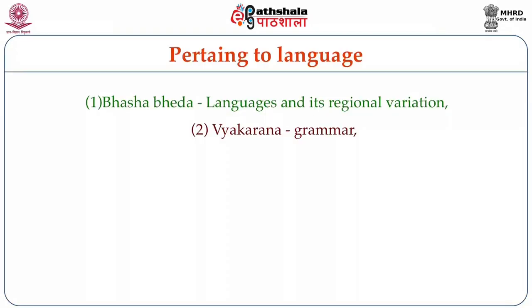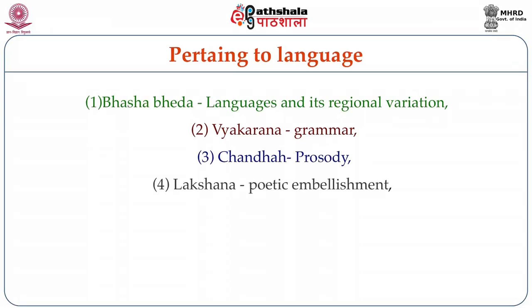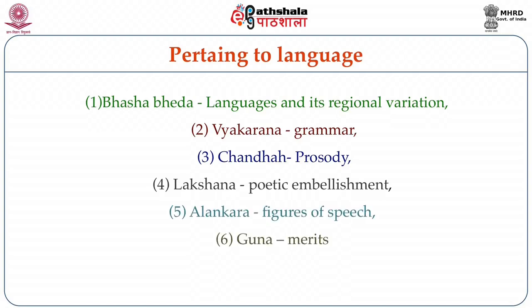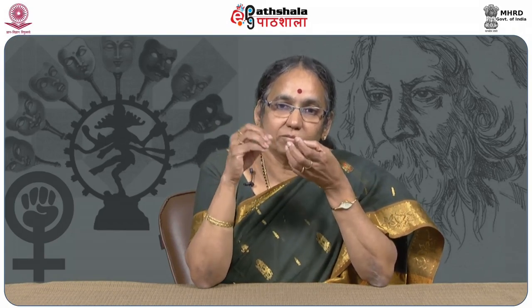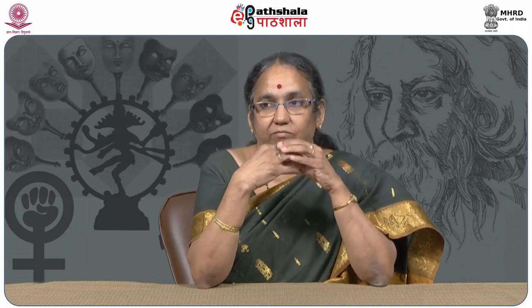Vyakarana. When the person is enacting, vyakarana, the grammar has to be taken care of. And chandas, prosody, meter. And lakshana, poetic embellishments. Alankara, figures of speech. Gunas, merits. Doshas, demerits. All these things have to be taken care of in the vachika abhinaya. There are 10 gunas and 10 doshas and 4 alankaras and 32 lakshanas. All these have to be incorporated in the vachika abhinaya to make it a complete one.